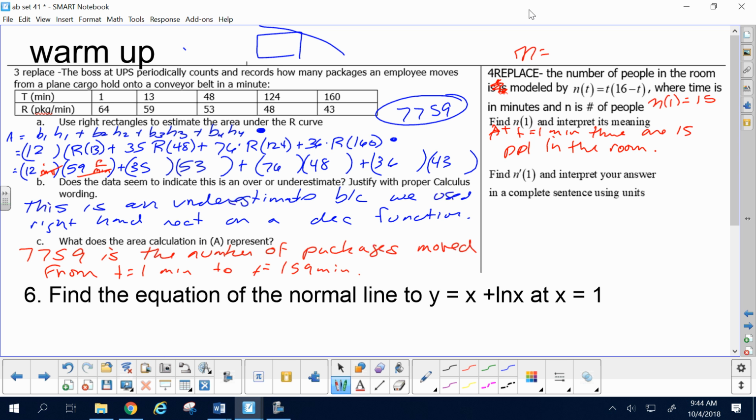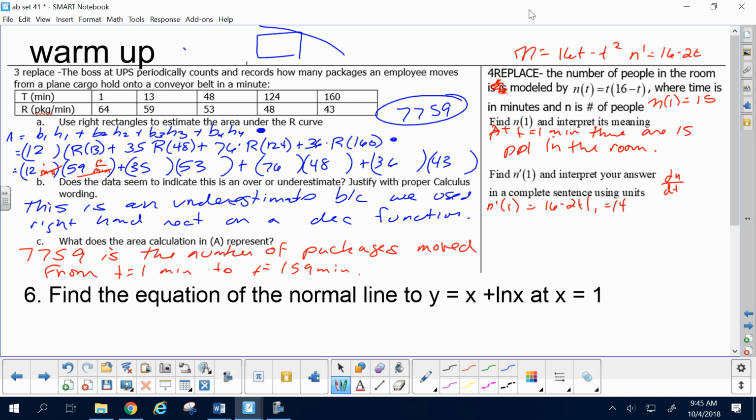It's already factored the other way. Distributed how? 16t minus t squared. Isn't that a lot easier to take the derivative on than the product rule? Okay, so what's the derivative? N prime is 16 minus 2t. Therefore, n prime at 1 is 14, yeah? Now, I told you yesterday it helps if you think of the derivative in Leibniz notation, dn dt.